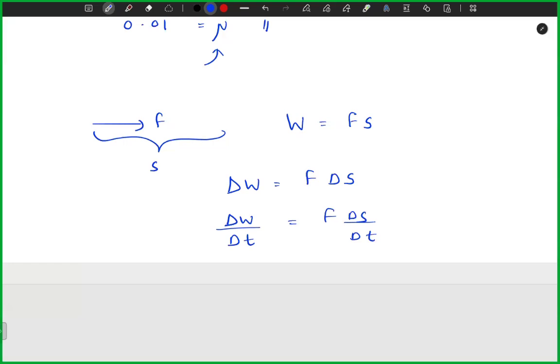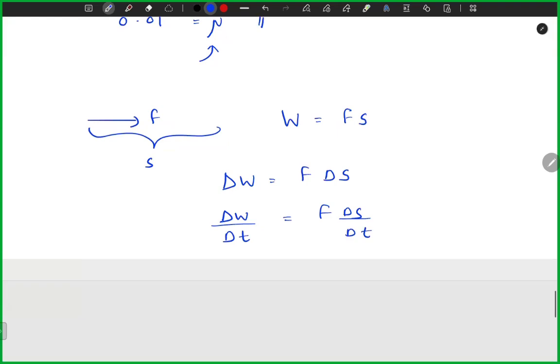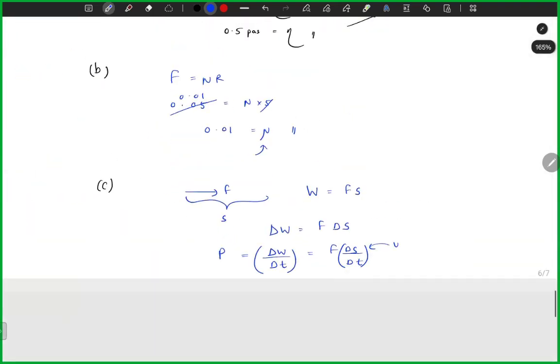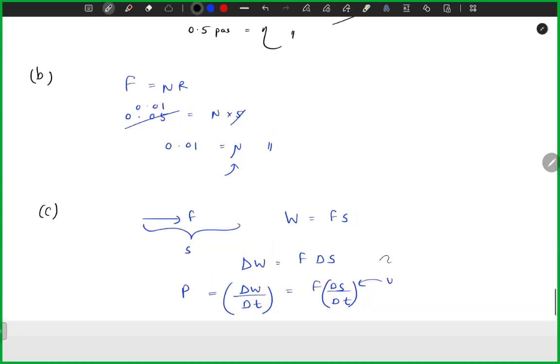Can you all see that? What's the result that we get? When you divide both sides by delta t, we get the power here. So power, rate of doing work, is power. And then what is rate of change of displacement? That is velocity, right? So then you get an expression which is: power equals force times velocity. Power equals force times velocity.